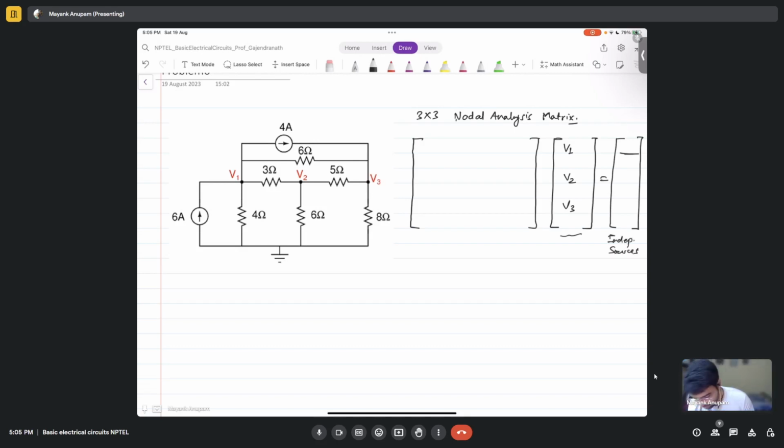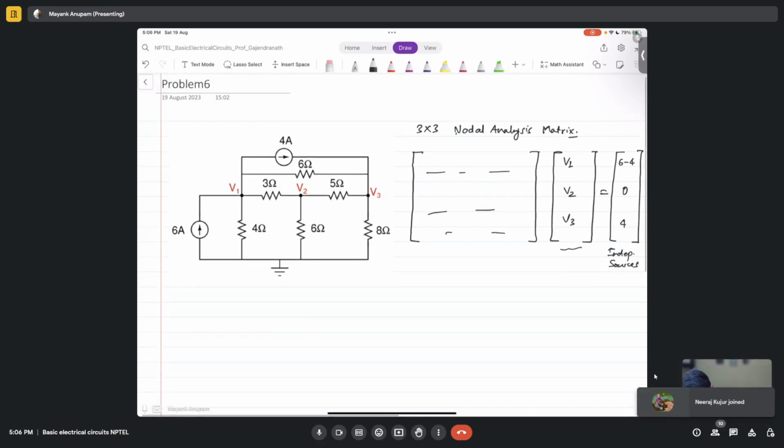I'm not asking about this entry here. I'm asking about this. First one is 6 minus 4. Yes, 6 minus 4. So let's write 6 minus 4. And the second is 0, right? Third is 4, only incoming. Incoming is 4. Yes. That's all, right?